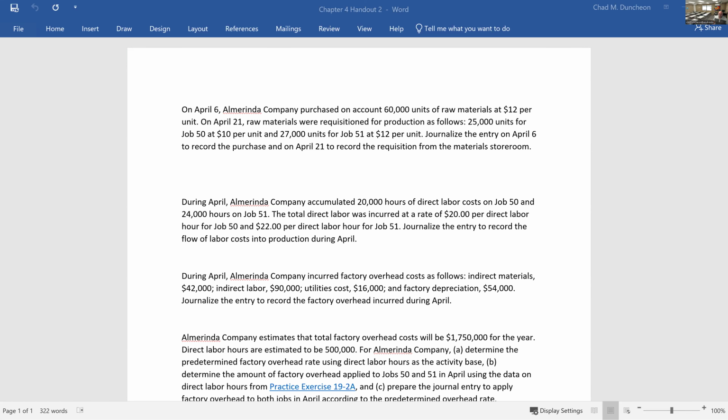Hello class, and welcome to this video where we are going to go through this handout, and this is just like a question on your homework assignment. We're going to walk you through three things here. The purpose of this is to, one, create a job cost sheet. That is what we're going to use as a manufacturing company to determine our three product costs.